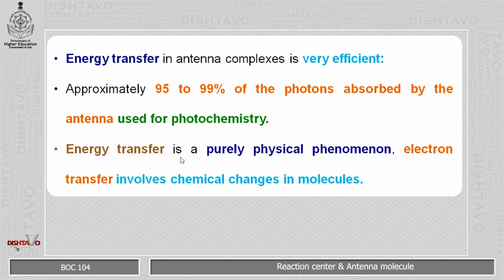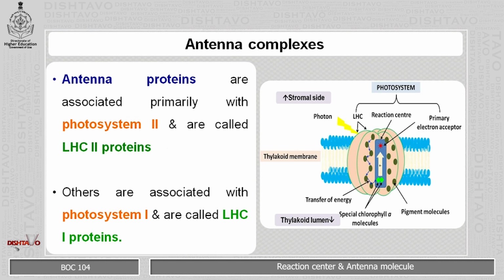Energy transfer is a purely physical phenomenon. Electron transfer involves chemical change in the molecule because they go from the ground state to the excited state, so there are a lot of changes that take place in that molecule. Coming to the antenna complexes, antenna proteins are associated primarily with photosystem II. Therefore, they are called light harvesting complex II proteins.